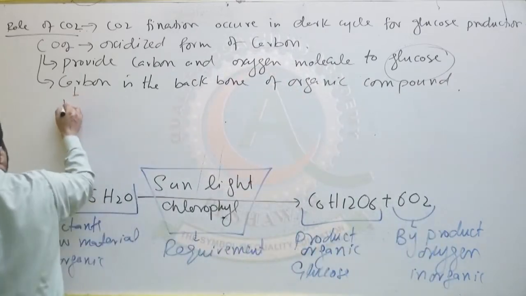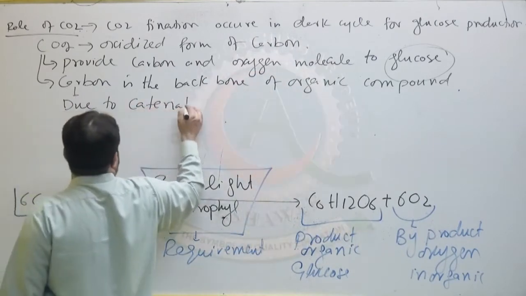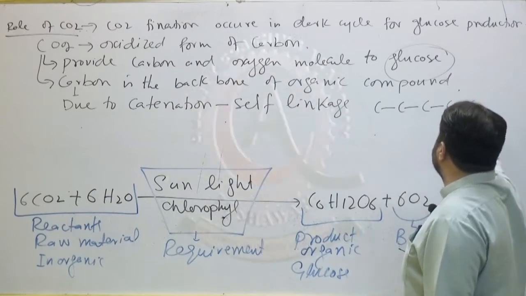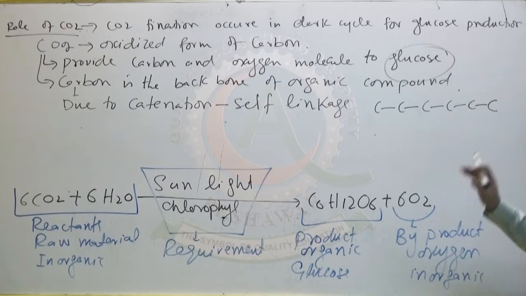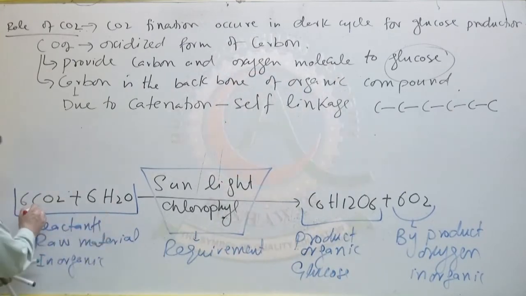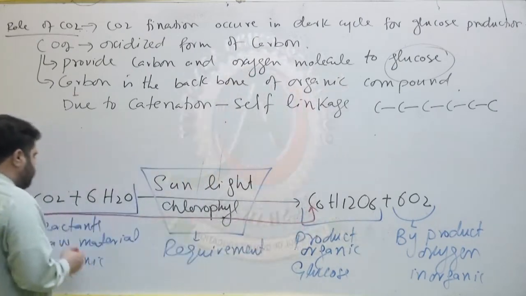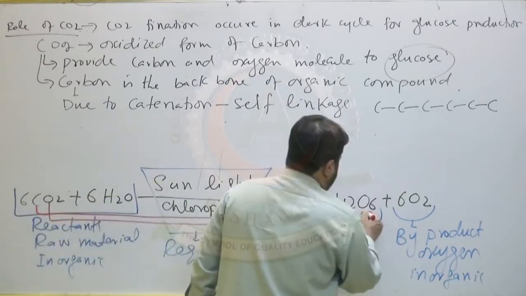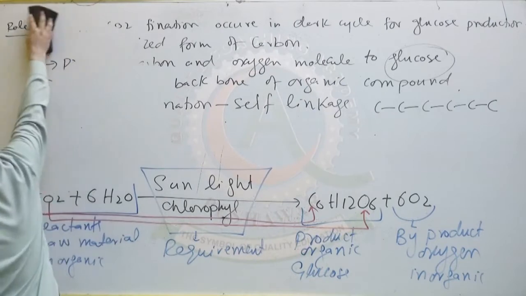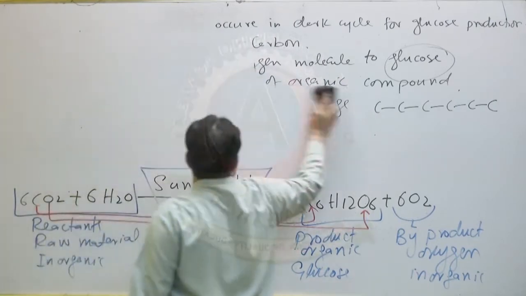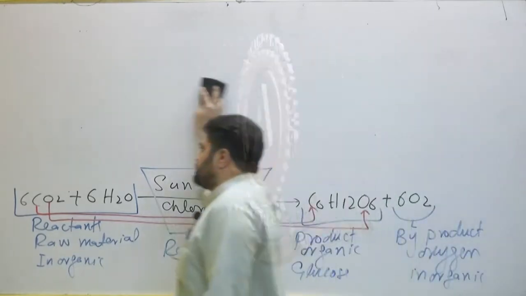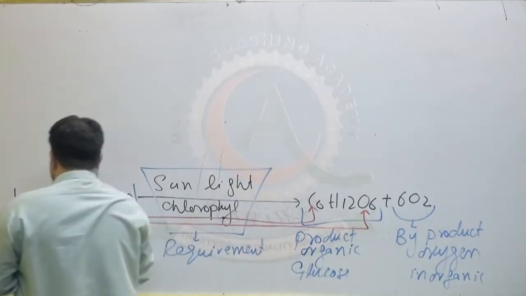Why for organic compounds? That is due to catenation. What is catenation? Catenation means self-linkage. It means one carbon is linked with another carbon, so they have the ability to form a long chain. That property is only present in carbon atoms. That's why it's a key element of organic compounds. Just look here. This carbon is present in the glucose, and this oxygen is also present in the glucose molecule. So carbon dioxide provides carbon and oxygen to the glucose molecule. In a simple way, carbon dioxide fixation occurs in the dark cycle for glucose production, because glucose has carbon and is organic in nature, so the carbon element is considered to be the backbone of all organic compounds due to the phenomenon of catenation.